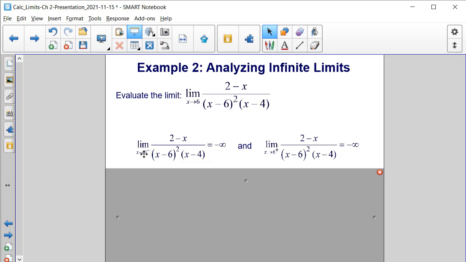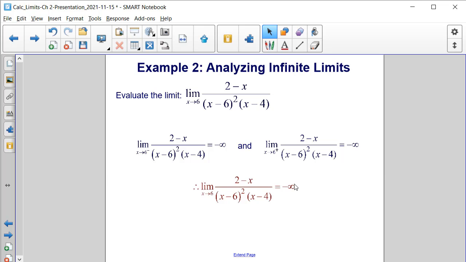Since we found that the limit of 2 minus x over x minus 6 squared times x minus 4 as x approaches 6 from the left is equal to negative infinity, and the limit of the same function as x approaches 6 from the right is also equal to negative infinity, we can say that the overall limit of our function 2 minus x divided by x minus 6 squared times x minus 4 as x approaches 6 is equal to negative infinity.